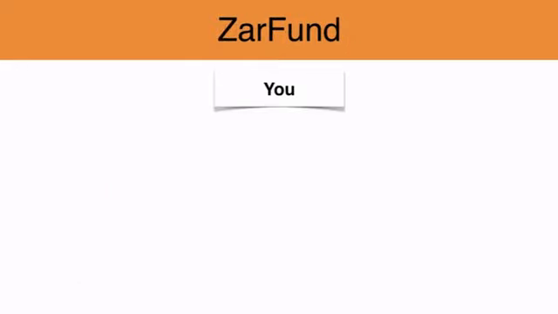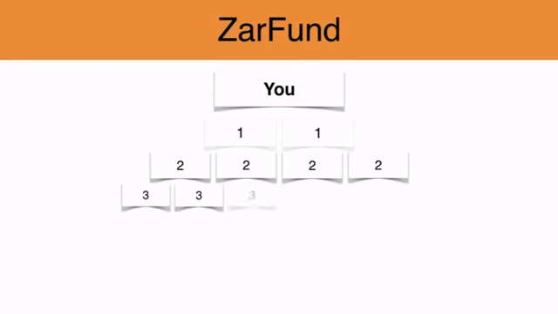So let's reflect on what we've gone through. If you look at the chart, you'll get 1 and 1 for each leg. On your second level, your 4 people will get 2 people apiece. On your third level, you'll have 8 people, 3 apiece.